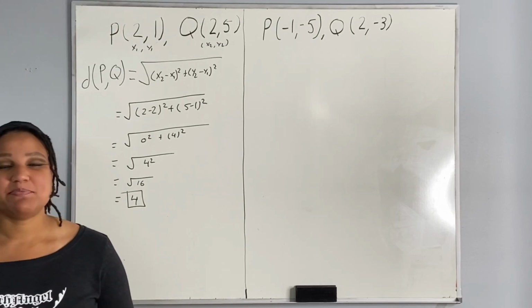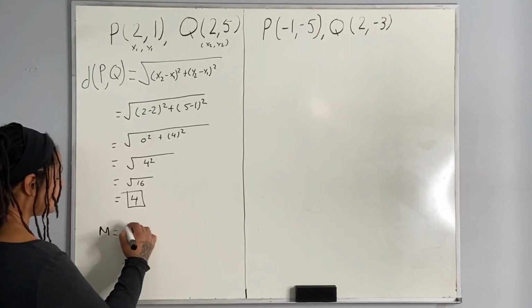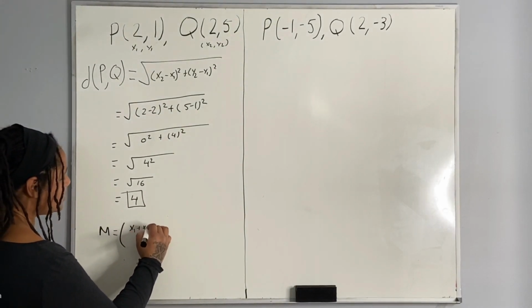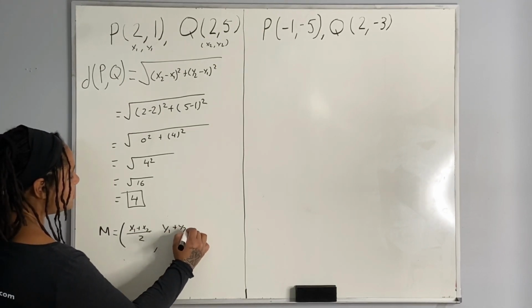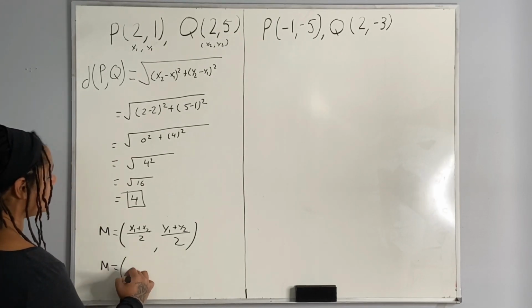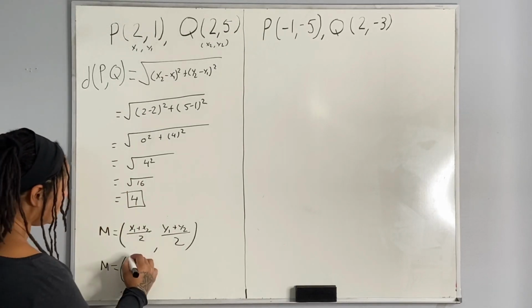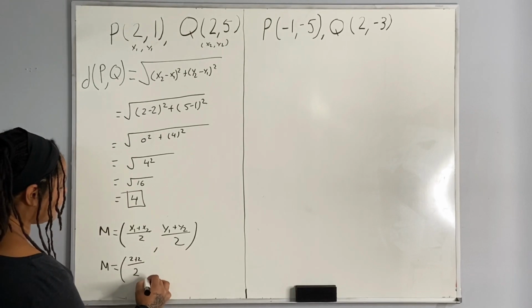Now, what about its midpoint? Well, the midpoint is just (x1 plus x2) divided by 2, comma, (y1 plus y2) divided by 2. Okay, so plugging that into the formula, x1 plus x2 is 2 plus 2, and then we're dividing that by 2.